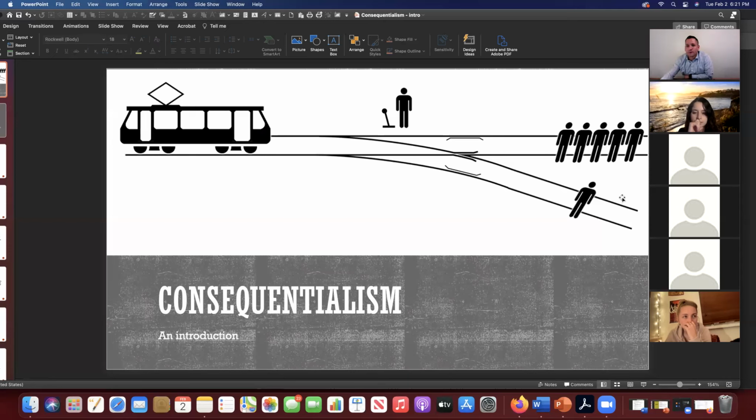So contrast that with saying, well, from the vantage point of the 5, it's good for the 5 to be saved and the 1 to be killed, right? We've qualified our good statement there, haven't we? But from the vantage point of the 1, it's not good for him that the 5 are saved and that the trolley is directed toward the 1, right? I've done some relativizing.